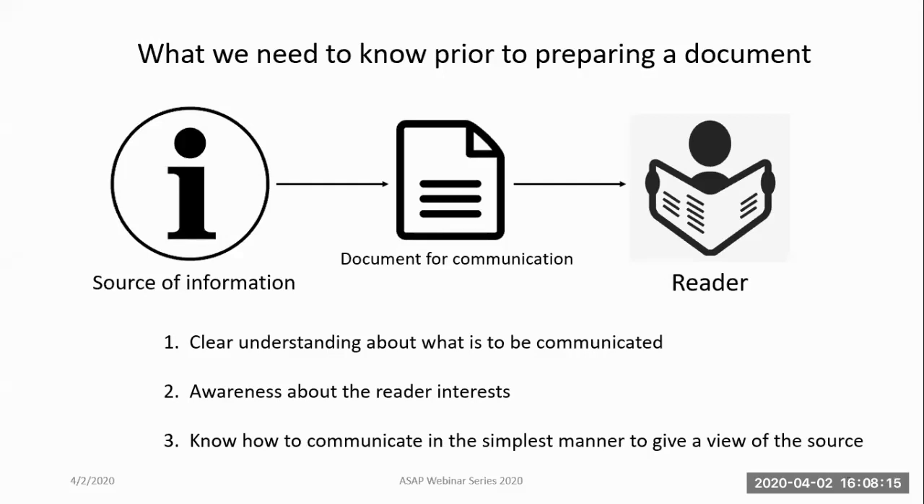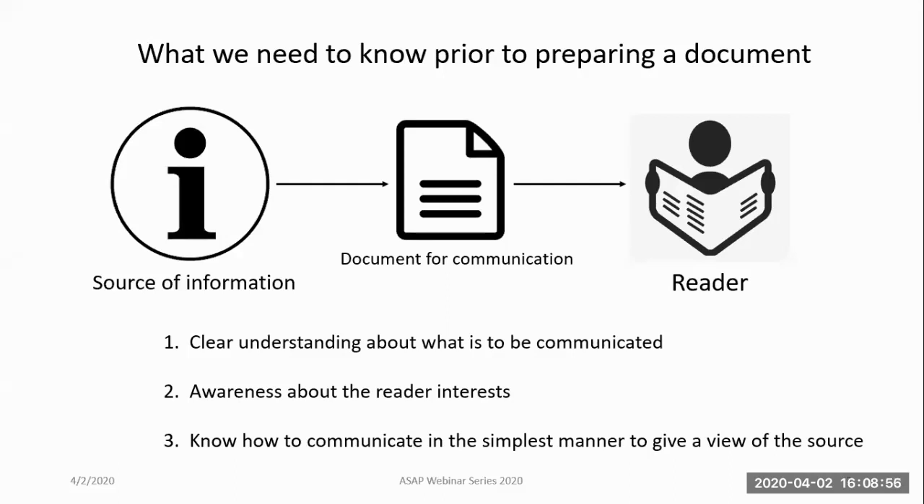Now, the first and foremost thing is a source of information, which we are going to document. And at the other end, we have a reader waiting to know what this information is. So we are actually communicating this source of information to the reader in the form of a document. So you know the importance of the communication that we are doing through documentation. So we need to be very clear about three things. One is we should know as to what we are going to communicate.